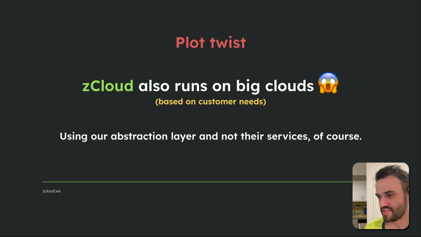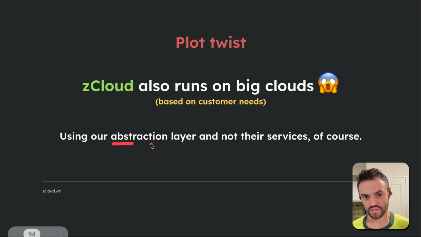So the plot twist that I promised, I even posted on Twitter this, zCloud also runs on big clouds. So maybe you can think, oh my God, all this talk was just bullshit, and these guys are running everything on top of the services of AWS or whatever. That's not the case. But some clients, they want to run on these big clouds because they have other services, because they have credits, they have different reasons. But what we do, we get the machines, like the infrastructure from these big clouds, but you use our own services there. So we use our abstraction layer and you deploy there.